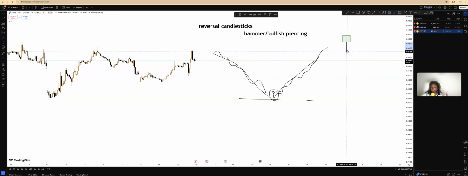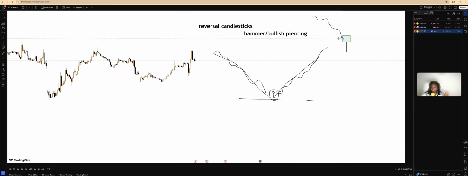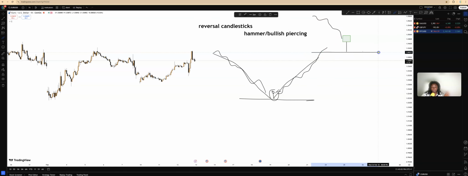My line might not be so straight, pardon me. Okay, this is good, right? So you could have this, right? So you usually see the hammer after the market has sold for a while, or at a point where you would expect a reversal to the upside.